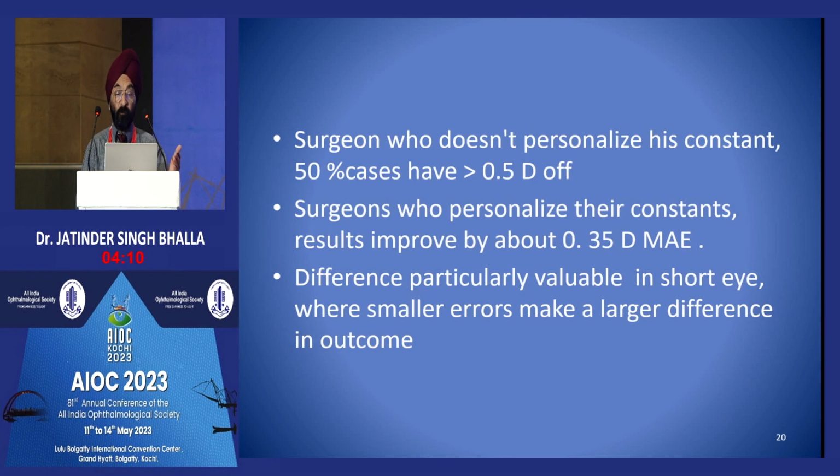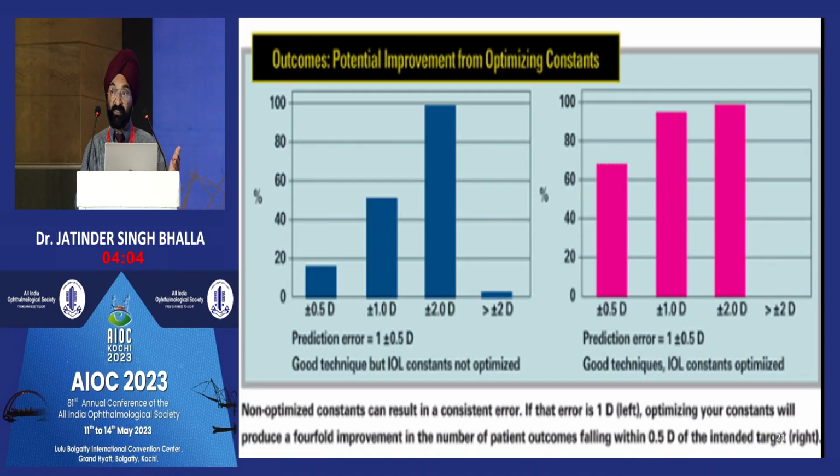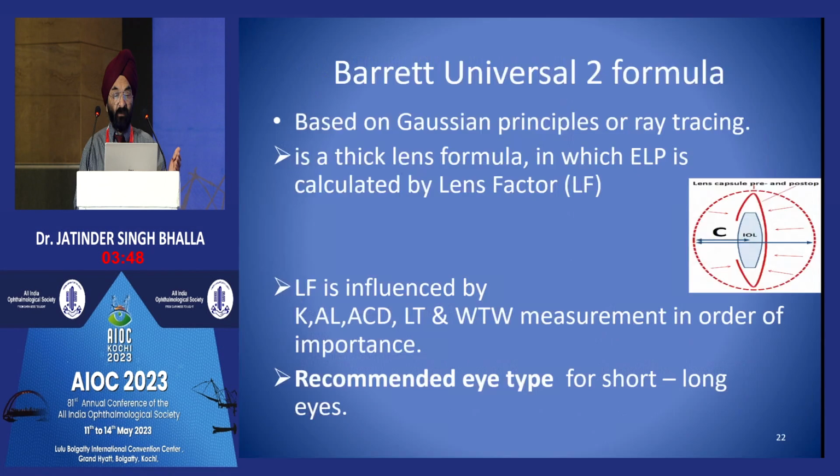A surgeon who does not personalize his constants will constantly have some refractive surprises. This slide on the left shows that within 0.5 diopter, without optimizing, if you had an 18% success rate, this can move to 70%, and within 1 diopter you can move from 50% to 95%, as shown on the pink bars on the right side of the slide.